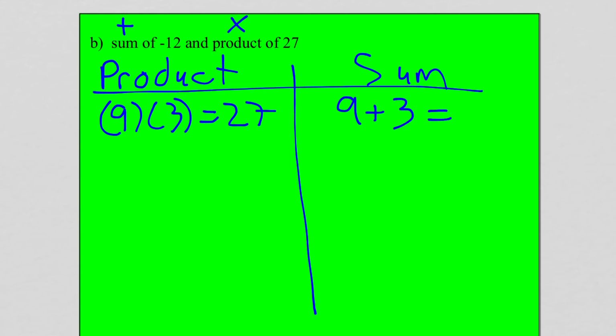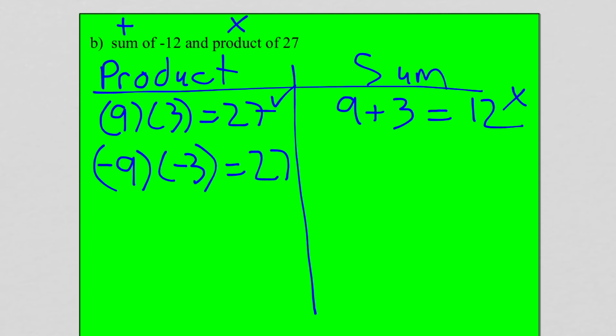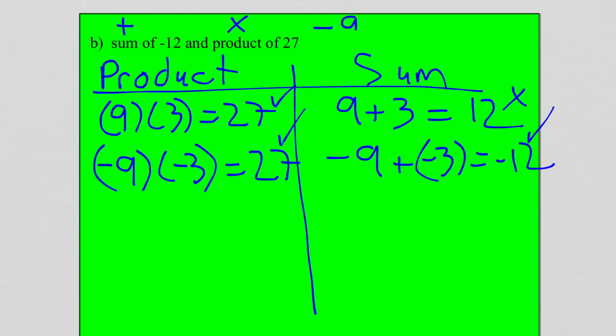Now 9 plus 3 equals positive 12. So this is correct, but this is not. But this tells us very closely what the real answer is. What I'll have to do is do negative 9 times negative 3. The order of the numbers doesn't matter. Now a negative times a negative equals a positive. And then a negative 9 plus a negative 3, those add up to negative 12. Check. Check. Both parts are right. So the correct answer to this problem is negative 9 and negative 3.